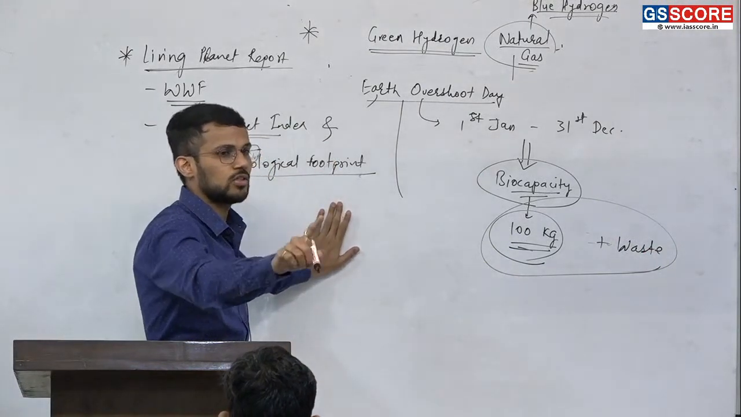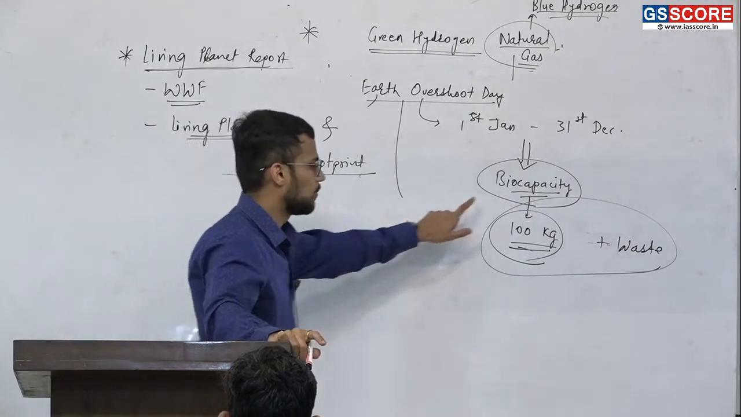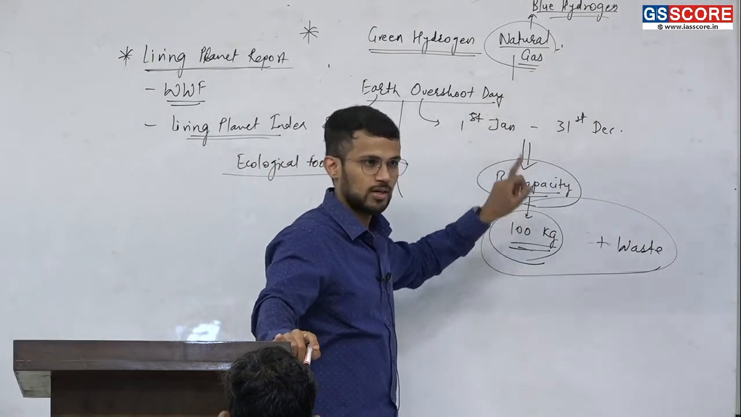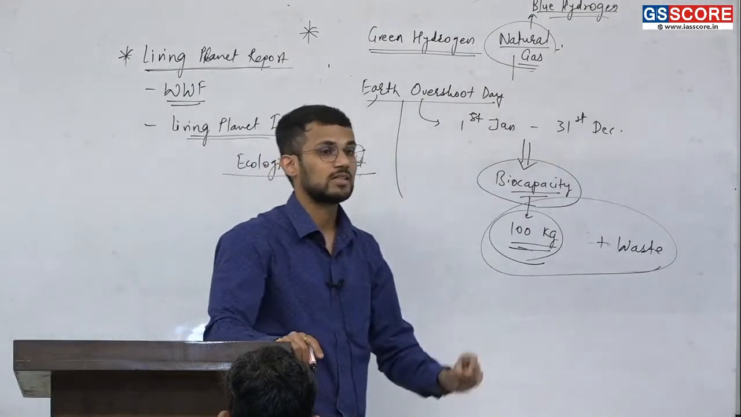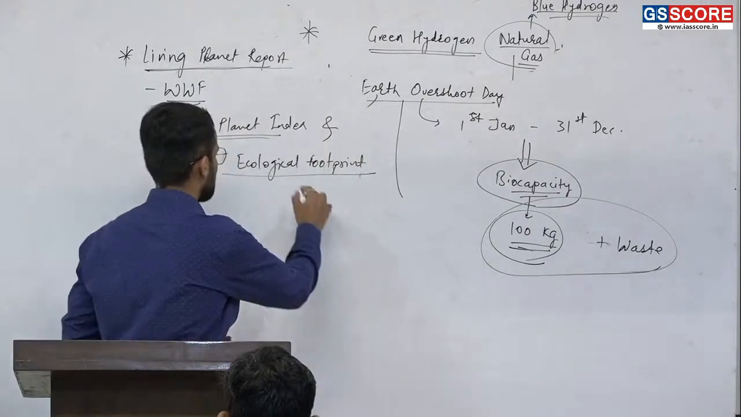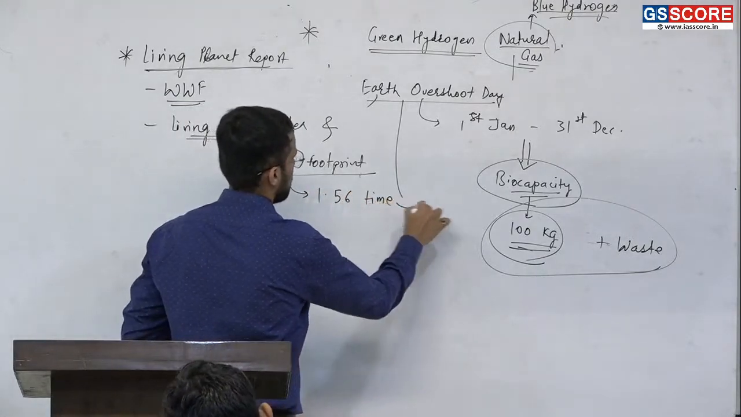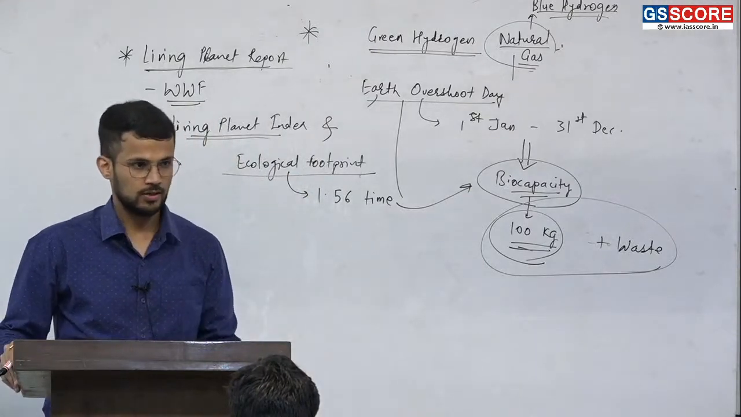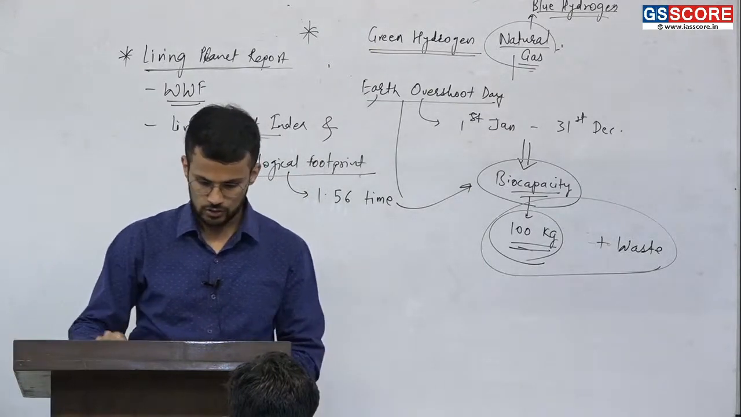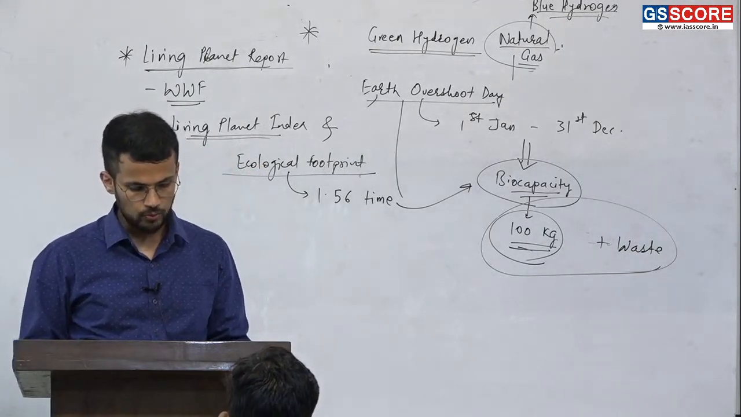Ideally, ecological footprint should be lesser than biocapacity. But as we pointed out yesterday, it is 1.56 times. Ecological footprint is 1.56 times biocapacity, and that is a problem. Fine? Next.